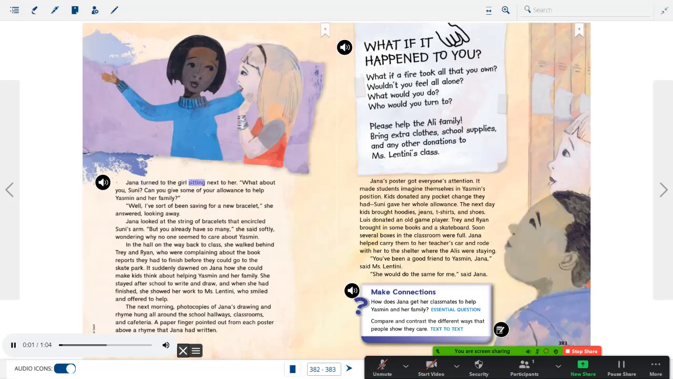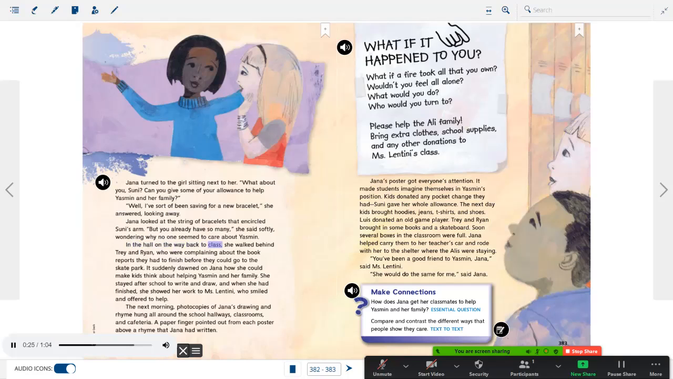Jana turned to the girl sitting next to her. "What about you, Suni? Can you give some of your allowance to help Yasmin and her family?" "Well, I've sort of been saving for a new bracelet," she answered, looking away. Jana looked at the string of bracelets that encircled Suni's arm. "But you already have so many," she said softly, wondering why no one seemed to care about Yasmin.